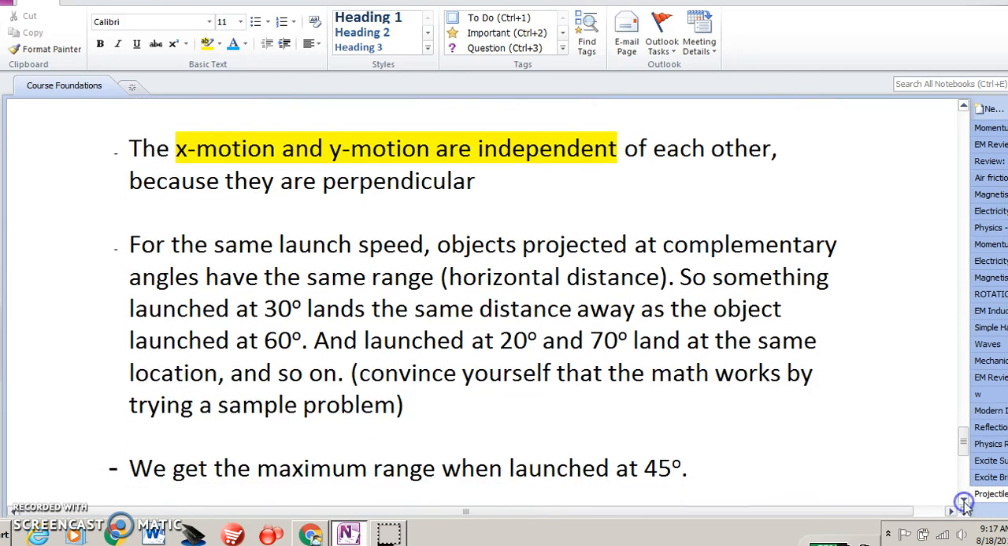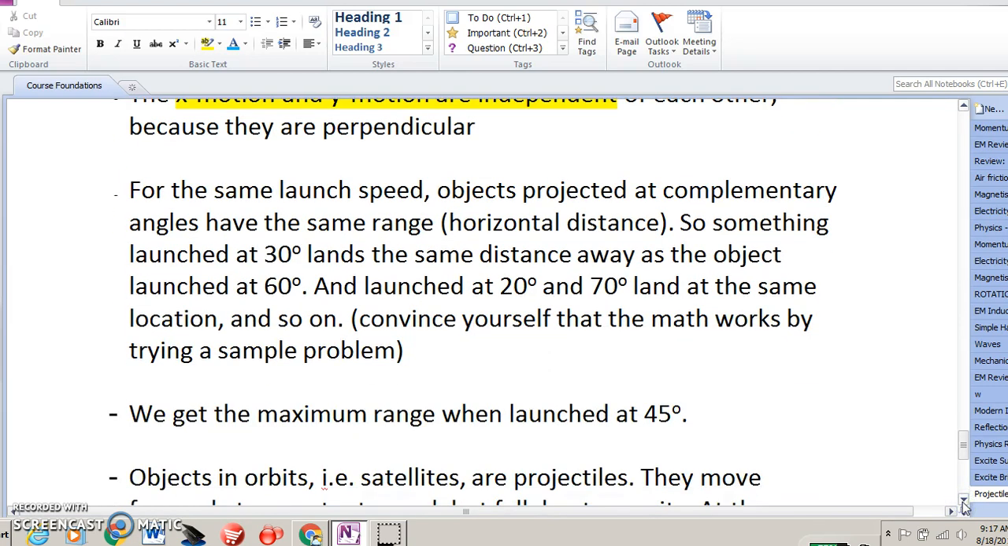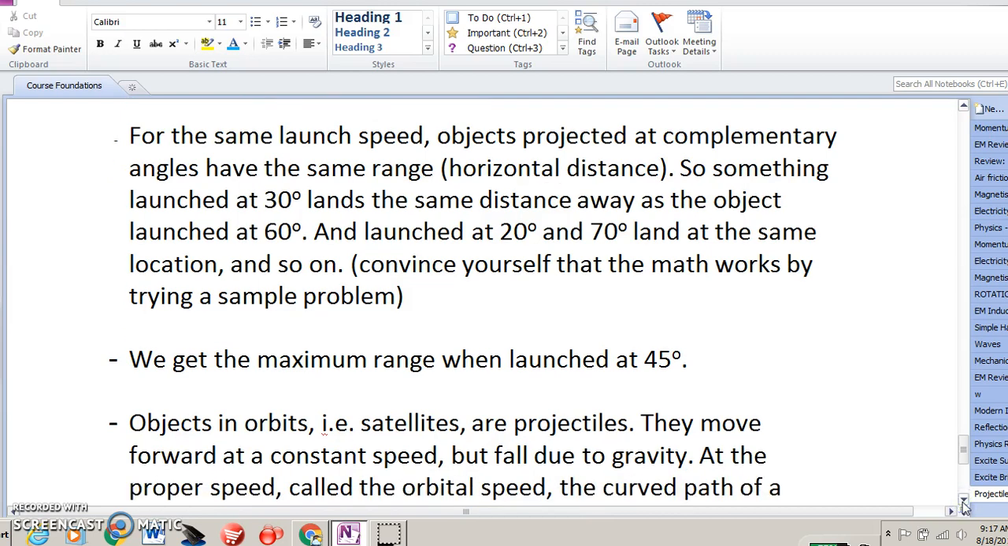Some other little tidbits. People find these to be kind of interesting. I'm not going to prove it. I'm not going to do the math. You can look that up in textbooks or online, or you might even do that in class. But what's cool about this, there's something special about complementary angles. In other words, angles that add up to 90 degrees. If you had a ball sitting there and you launched it at a certain speed, let's say 10 meters per second.